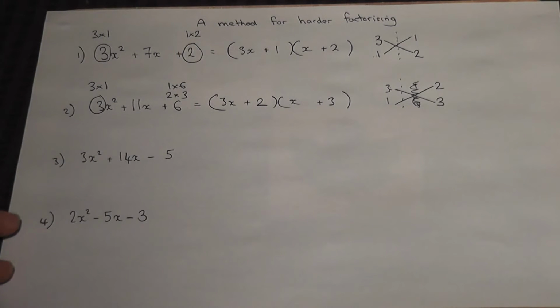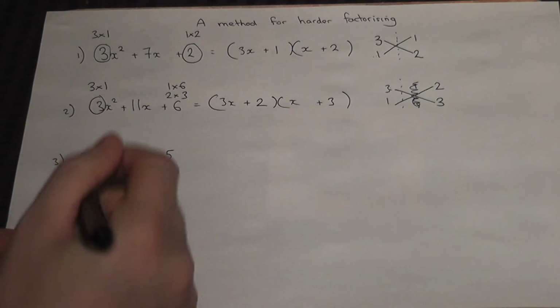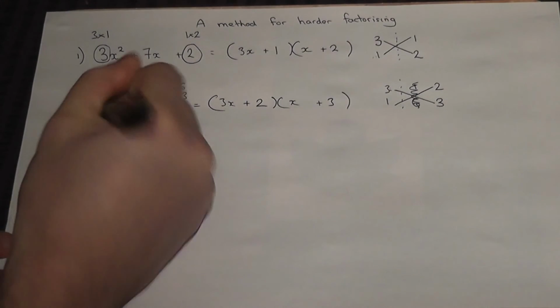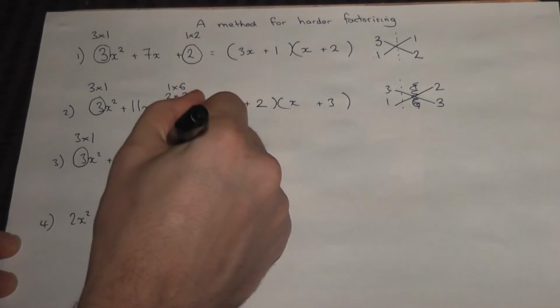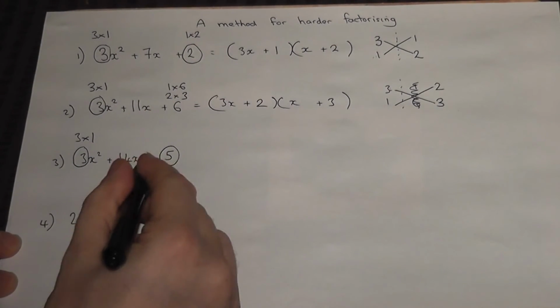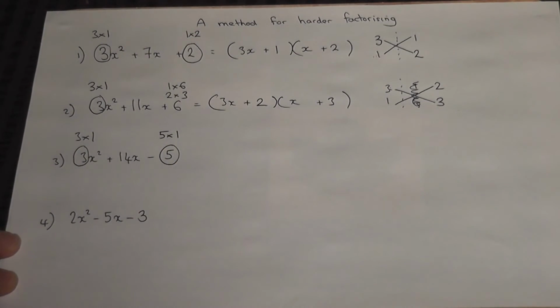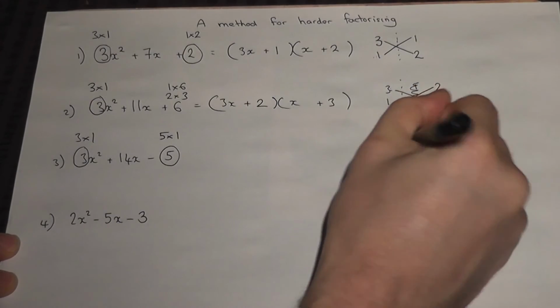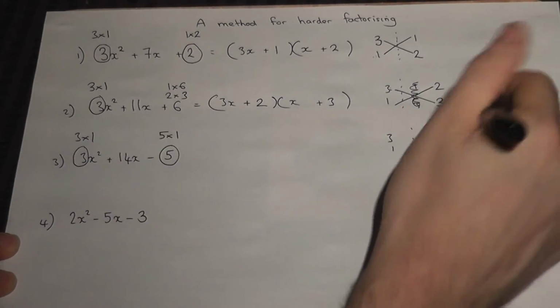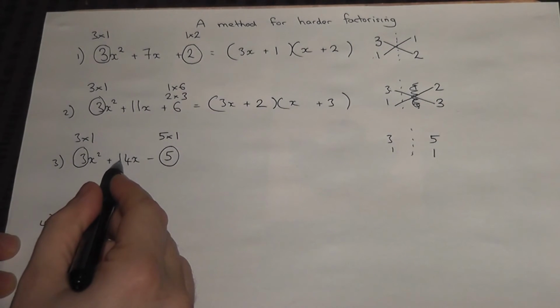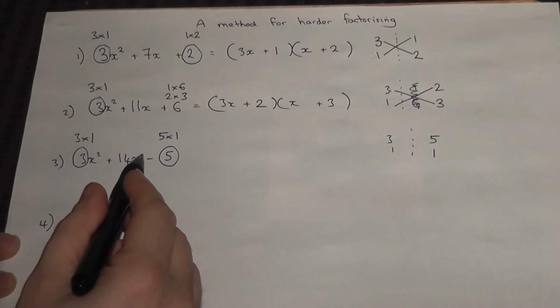Now this method can be adapted to when the third term is negative, but we do the same technique with a subtle change at the end. So again, this one still is 3x squared, which is 3 times 1. Look at the 5, ignore the negative for the moment, that's 5 times 1. So 3 and 1, 5 and 1. And we'll somehow pair these off to make a 14, but one of them must be negative.